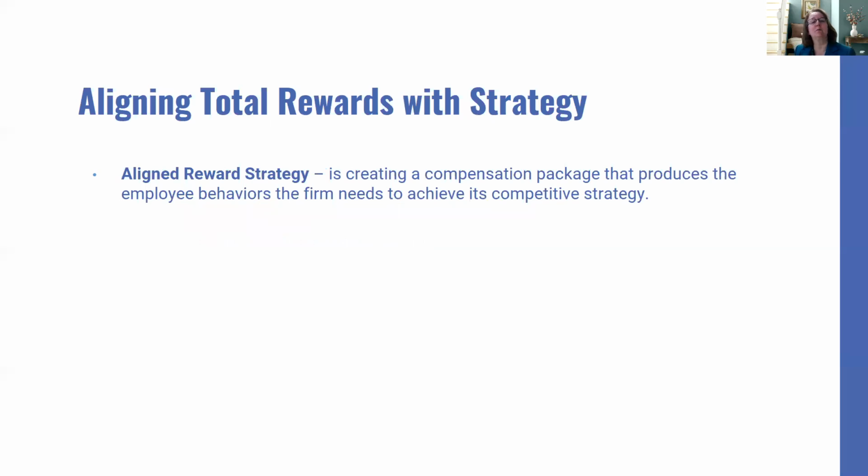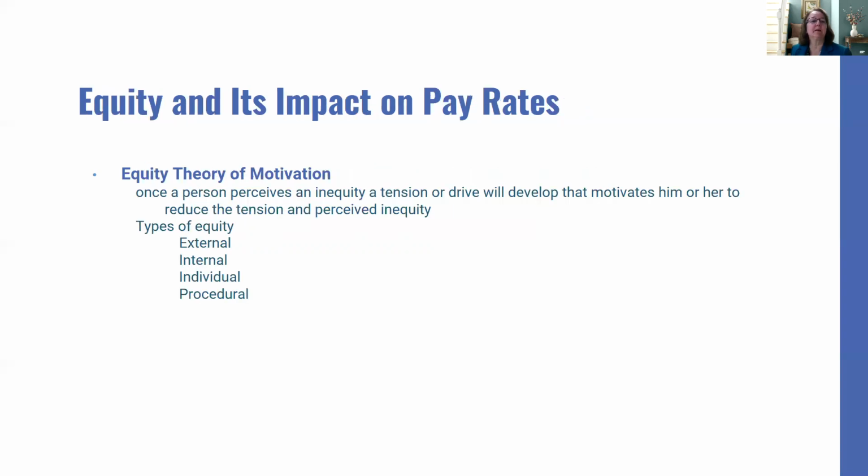So aligning total rewards with strategy is creating a compensation package that produces the employee behaviors the firm needs to achieve its competitive strategy. So put another way, the reward should provide a clear pathway between each reward and specific business goals.